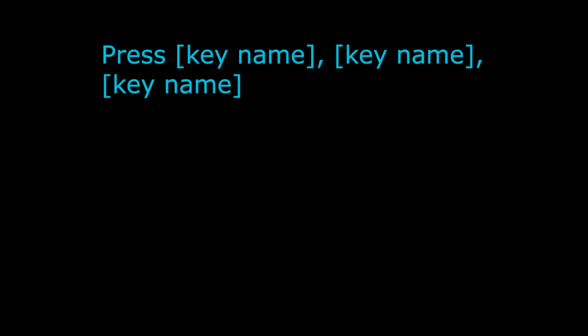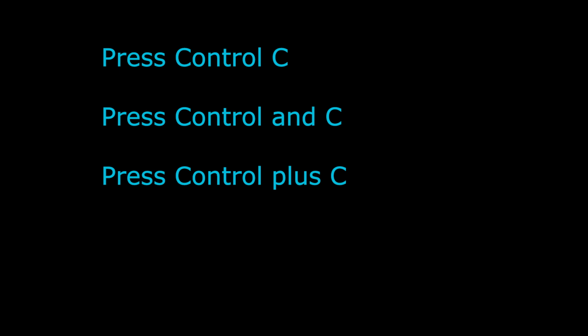For keyboard combinations, use the command press followed by all the keys you want to press together. For example, you could use the command press Ctrl C to copy. If you want to, you can use the words and or plus between the key names. So you could say press Ctrl and C or press Ctrl plus C.